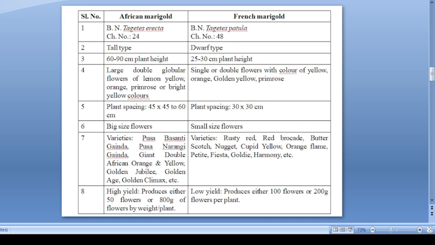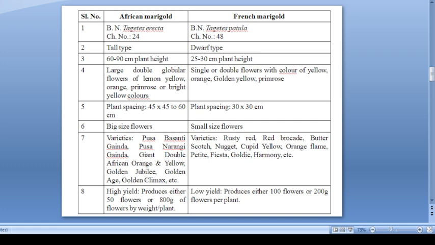The scientific name Tagetes erecta is for African marigold. Patula is for French marigold. French marigold has a tetraploid nature. Or they may ask which species of marigold is tetraploid, or which species of marigold has chromosome number 24. Or, write the scientific name: which of the following is the scientific name of African marigold or French marigold. They may ask some questions under this. This slide is very, very important.